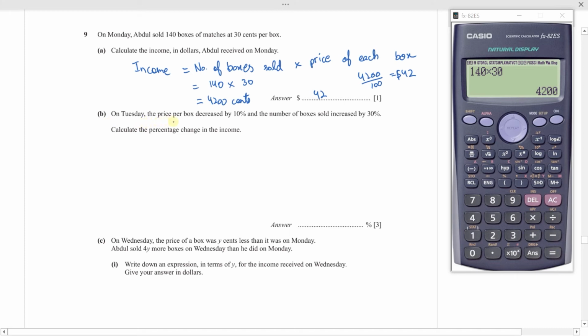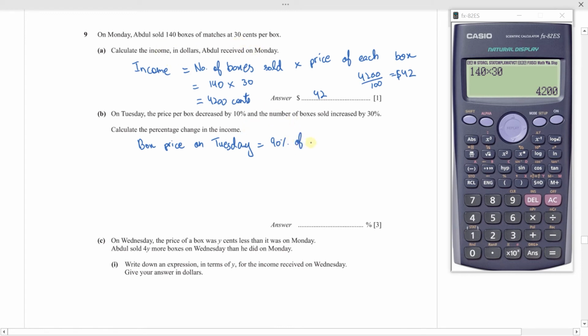Part B is, on Tuesday, the price per box decreased by 10% and the number of boxes sold increased by 30%. Calculate the percentage change in the income. So to find the percentage change, first we need to calculate the income for Tuesday. Now, first we need to calculate the box price. So box price on Tuesday is 10% less. So that means it is 90% of the price on Monday, which was 30 cents.